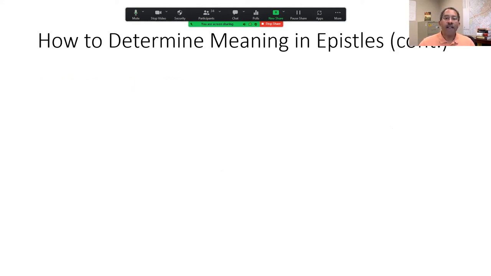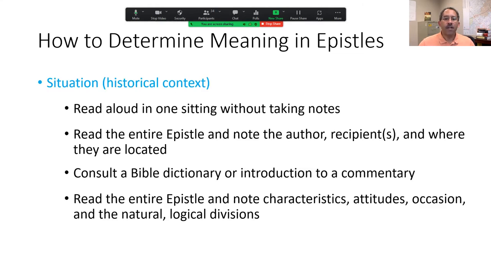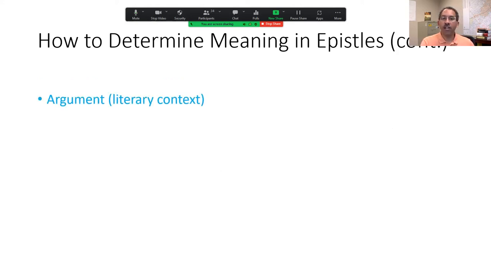So after you've done that, let me go back for a second. You've looked at the situation. After you looked at the situation, you should have some notes on the author and the recipients, some of their attitudes, where they're located. And so you have a body of notes. Then you want to take a look at the argument. This is what we call the literary context.